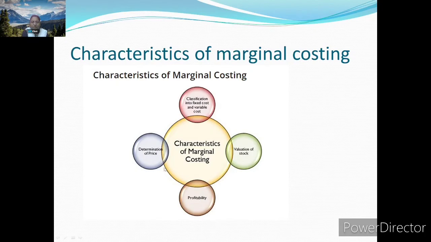Then, after fixation of the price, we can see what profitability the manufacturer can earn. This is the third characteristic. Then next is the valuation of stock. These are the four most important characteristics of marginal costing. Once again, in short: first, classification into fixed cost and variable cost; then the determination of the price; then the profitability; then the valuation of stock.